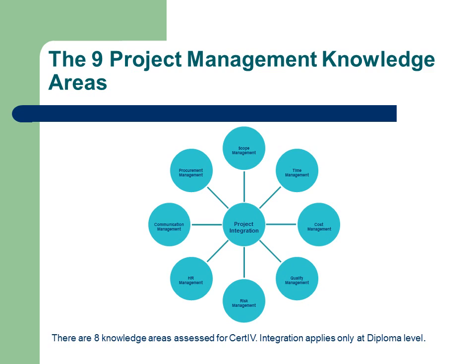There are 9 key elements or knowledge areas associated with project management. They are scope, time, cost, quality, risk, human resources, communication, procurement, and integration. Please note that integration, which is project coordination or management, is not assessed at the Certificate 4 level. The following slides will provide a high-level explanation of each knowledge area.